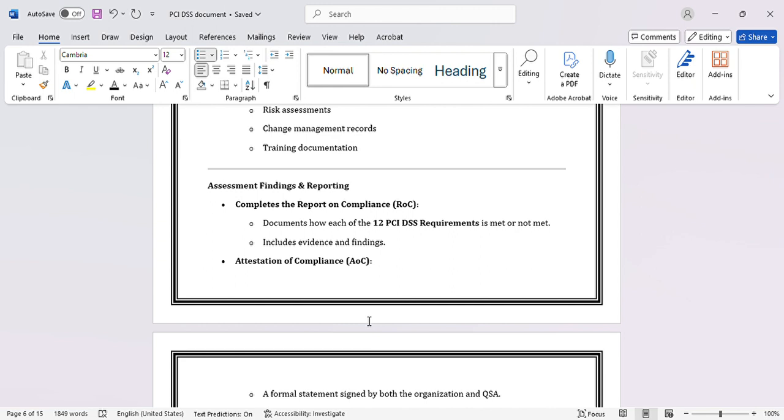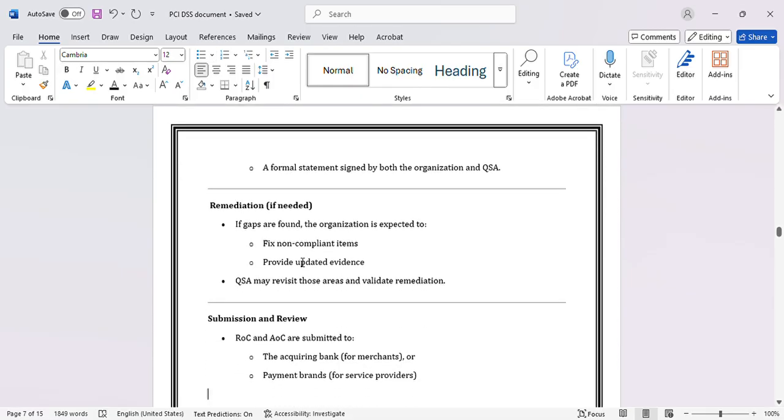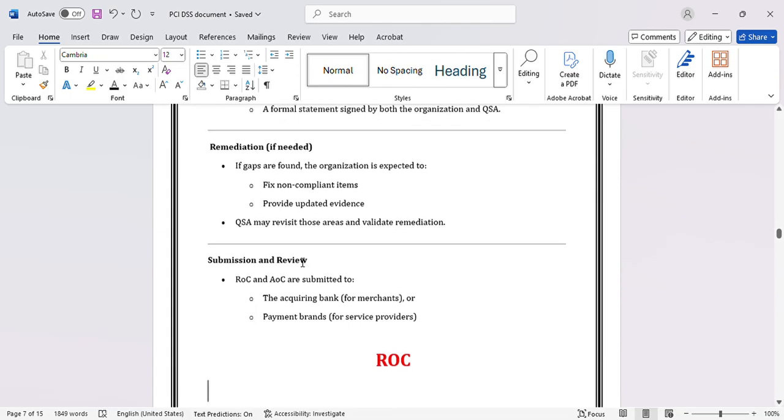It completes the report on compliance, ROC. ROC is a document covering the 12 mandatory PCI requirements. This document states whether the 12 PCI DSS requirements are met or not. It includes the findings and evidence. AOC is a final statement signed by both parties, the organization and the QSA. It means attestation of compliance is a kind of certificate. Okay, remediation, you can add this.